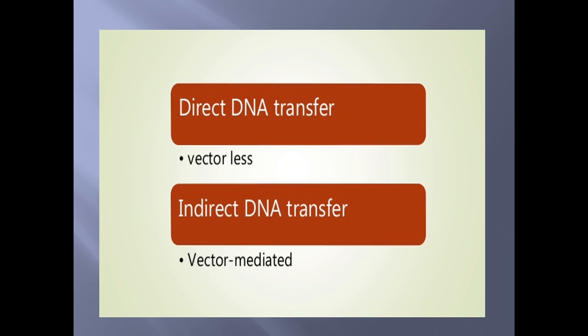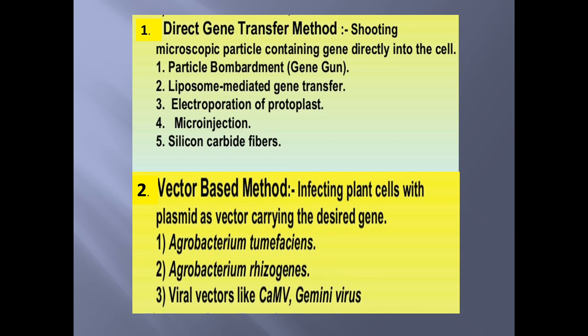Whereas the second method is indirect DNA transfer, which is also called vector mediated DNA transfer. In this case, a mediator or vector is used to transfer the DNA, so it is called vector mediated DNA transfer. These are the two methods of DNA transfer.